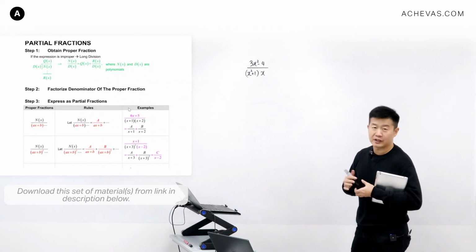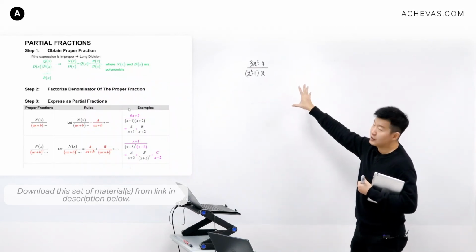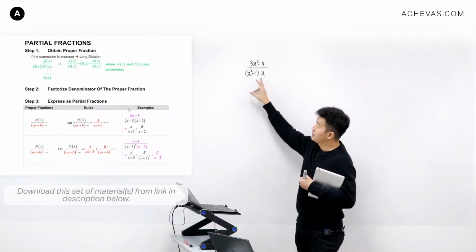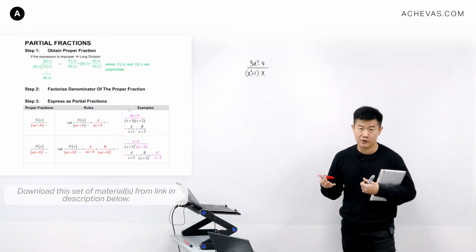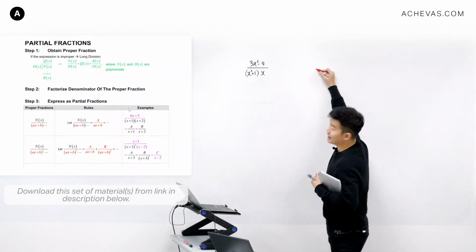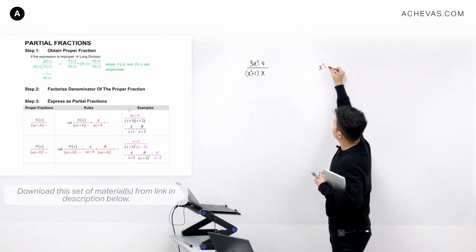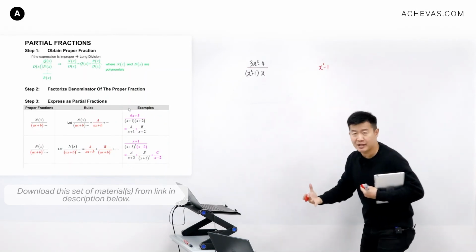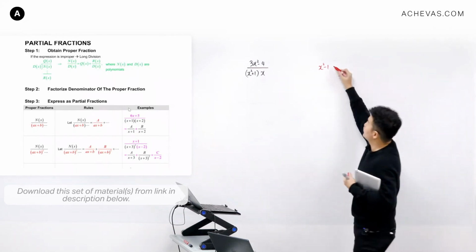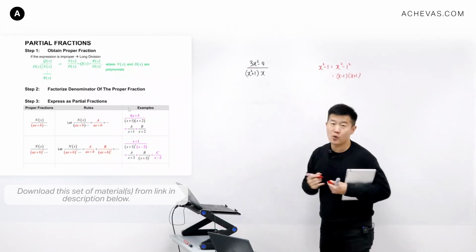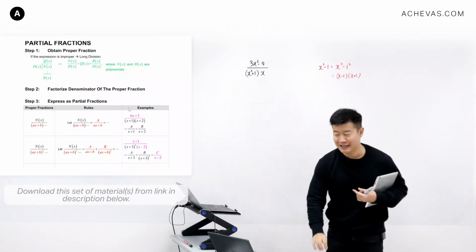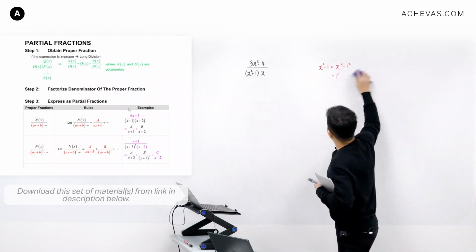Step 2, we need to factorize the denominator, and if you can take a look at this denominator, x squared plus 1 times x, it is already fully factorized. Some students have this little bit of confusion between an expression that is x squared plus 1 and an expression that looks like this, x squared minus 1, because x squared minus 1 can still be factorized. X squared minus 1 can be seen as x squared minus 1 squared, which means that this will become x minus 1, x plus 1. But x squared plus 1 cannot be factorized any further. So this is the max we can go for the denominator.